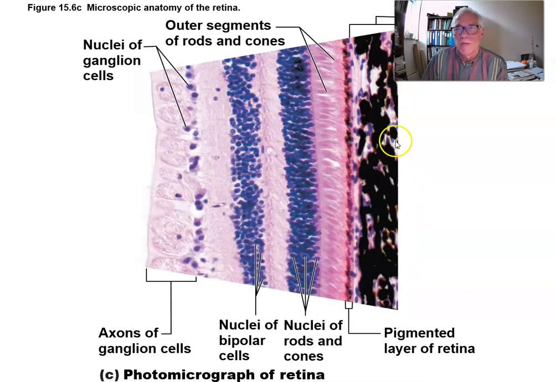Here's a micrograph. It's pretty cool. You can see the pigment epithelium. This is the choroid, the super pigmented area, right? That's going to absorb any stray photons. The pigment epithelium of the retina, you can see some pigment here. And here are the nuclei of the photoreceptors, the nuclei of the bipolar neurons, and the nuclei of the ganglion cells here. So those are the three layers of cells we've just been looking at.